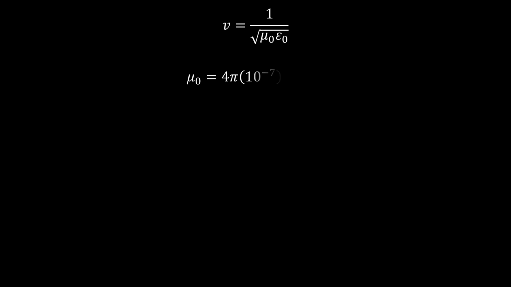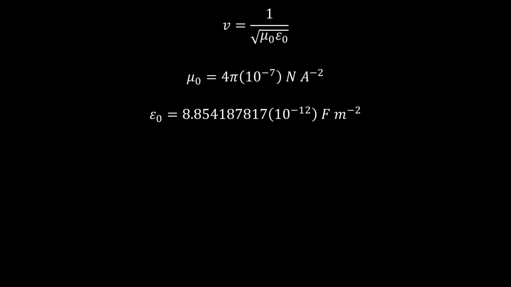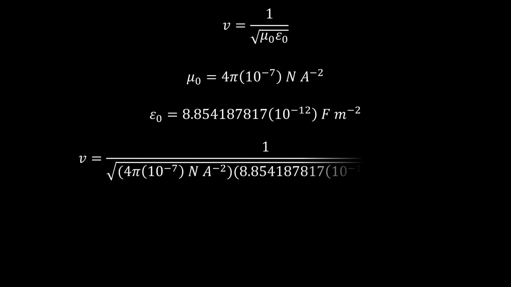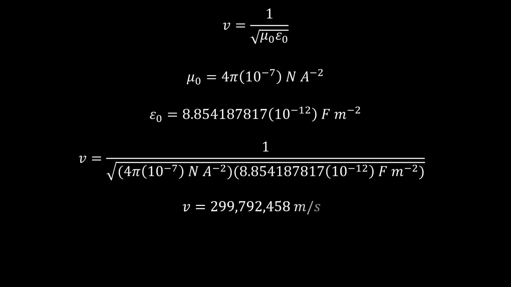Mu naught and epsilon naught are well-defined constants. So when we combine these together, we get the following decent-sized equation. However, this simplifies. We can use a calculator to pull this off. We get an exact velocity of 299,792,458 meters per second. This is also called the speed of light.